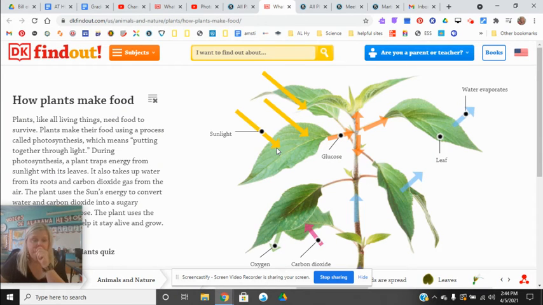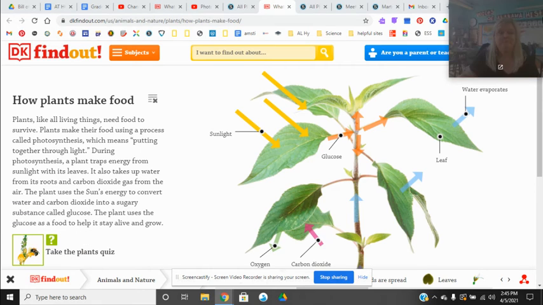Okay, so here's our article. How Plants Make Food. Plants, like all living things, need food to survive. Plants make their food using a process called photosynthesis, which means putting together through light. During photosynthesis, the plant traps energy from sunlight with its leaves. It also takes up water from its roots and carbon dioxide gas from the air. The plant uses the sun's energy to convert water and carbon dioxide into a sugary substance called glucose.